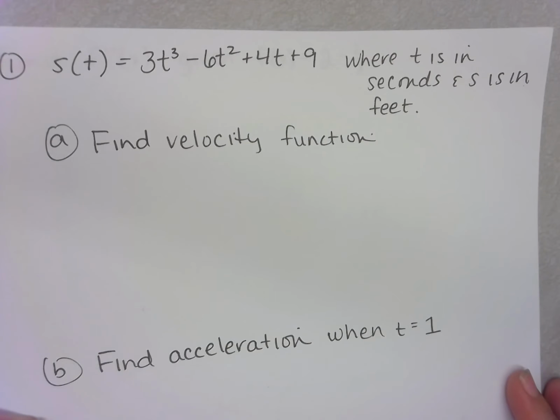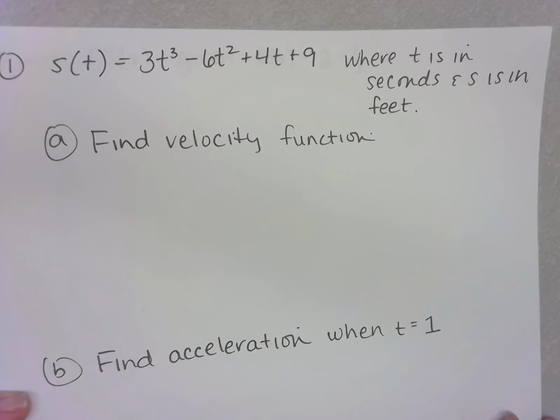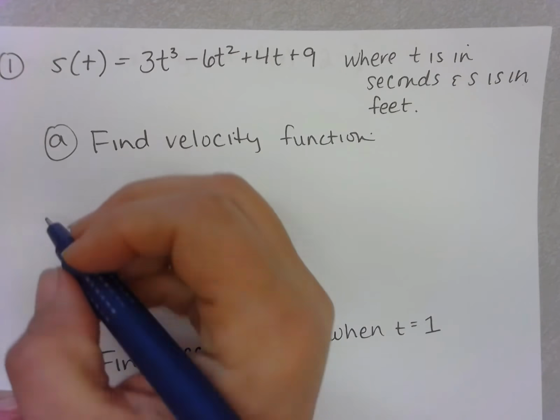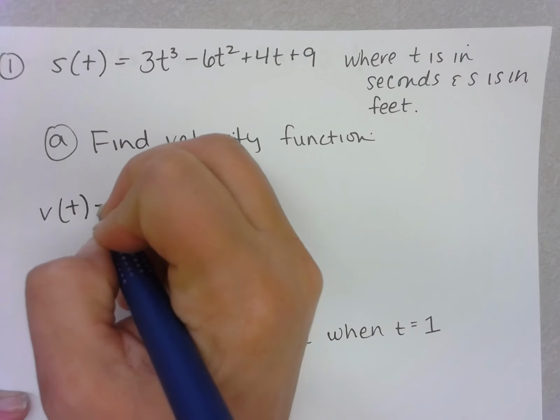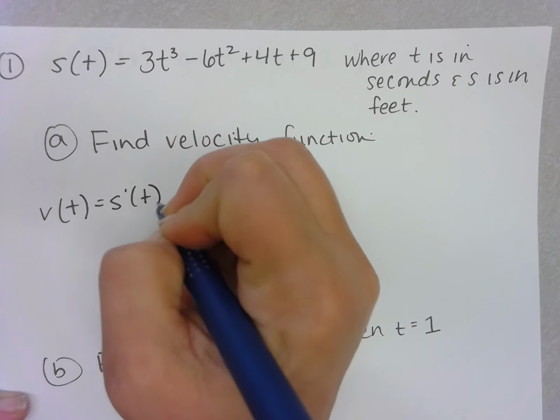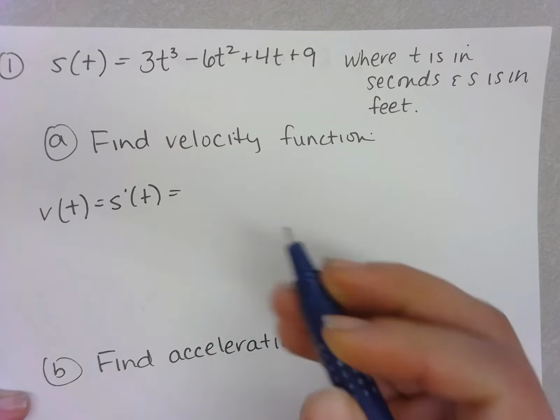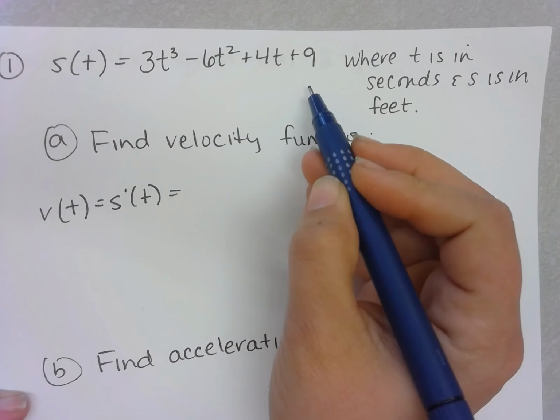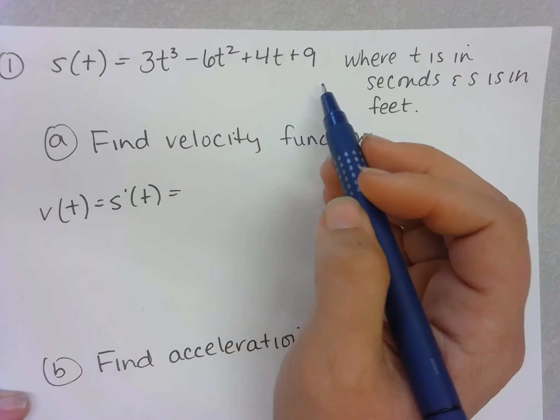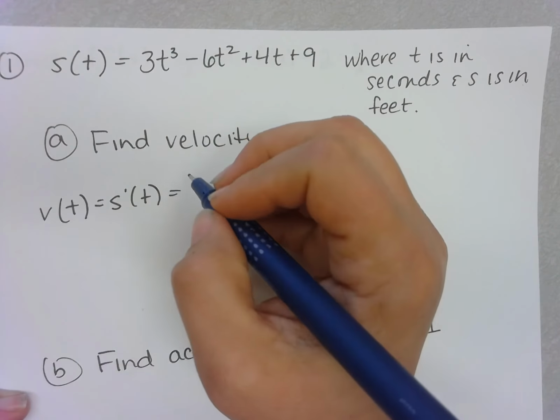So I have s of t is 3t cubed minus 6t squared plus 4t plus 9. We're given that t is in seconds and s is in feet. Okay, so we're going to find the velocity function. Well, v of t is just s prime of t, so we're just going to find s prime of t. We're going to use straight up power rule here. We don't even need the product rule or the quotient rule, which is nice. So we're back to our power rule.